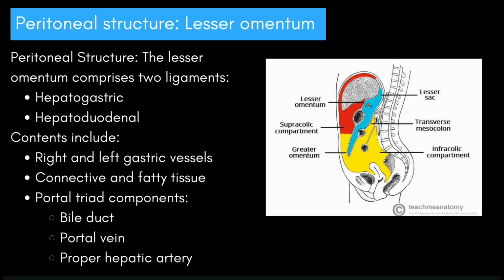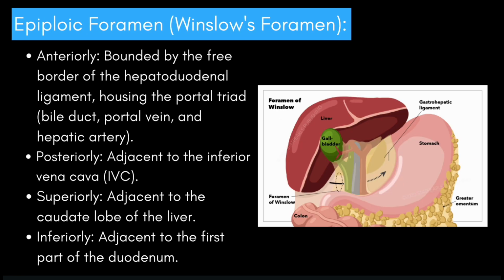Next, I'd like to discuss the peritoneal structure, known as the lesser omentum. The peritoneal structure, the lesser omentum, comprises two ligaments, hepatogastric and hepatoduodenal. The contents include the right and left gastric vessels, connective and fatty tissue, and the portal triad components, which include the bile duct, portal vein, and proper hepatic artery. Let's go ahead and move on to the next concept.